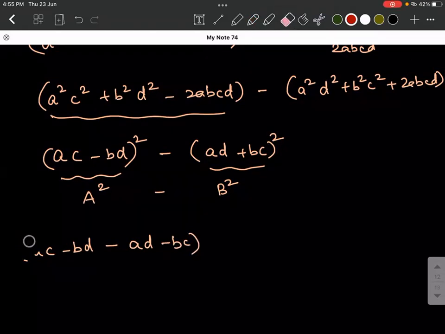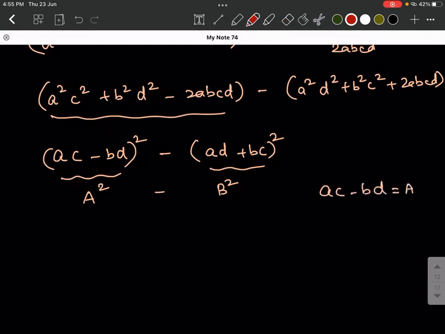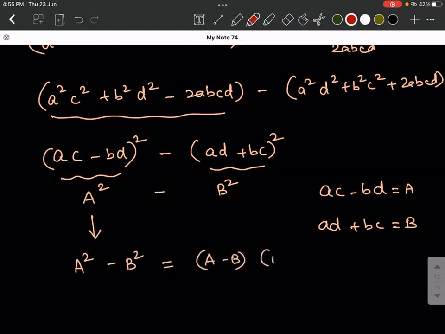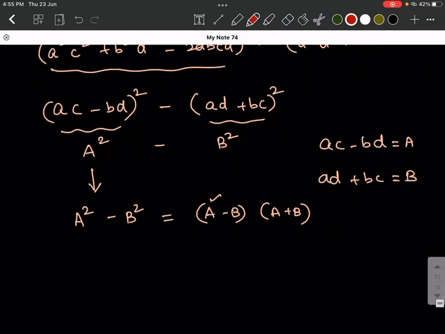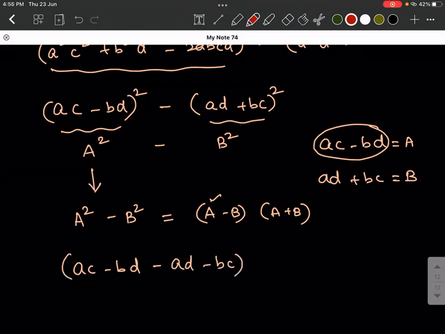See, AC minus BD, I am calling it as A. AD plus BC, I am calling it as B. Then is this not of the format A square minus B square, which can be written as A minus B into A plus B. But what is capital A? AC minus BD. Minus what is capital B? AD plus BC. So this minus will get multiplied with each term.